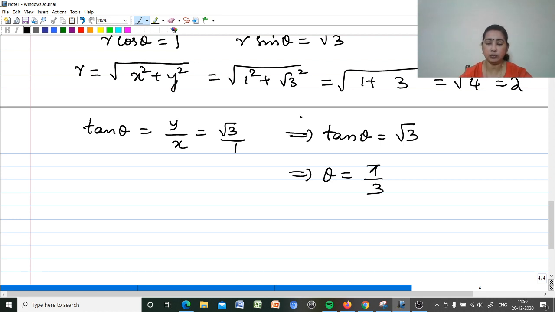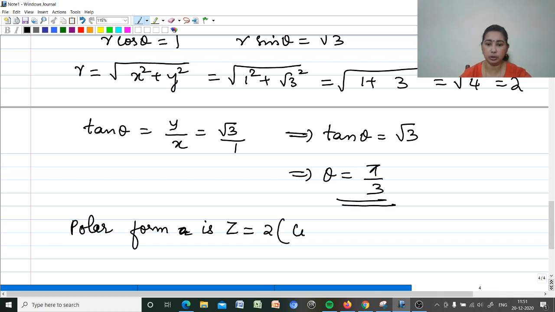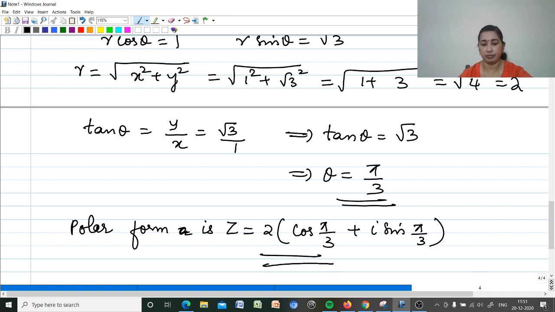And since x and y are positive, it is in the first quadrant, so there is no need of changing the angle. We got the argument and r, so we can write in the polar form. Polar form is z equal to, and r we got as 2, into cos pi by 3 plus i sin pi by 3. So that's the polar form.